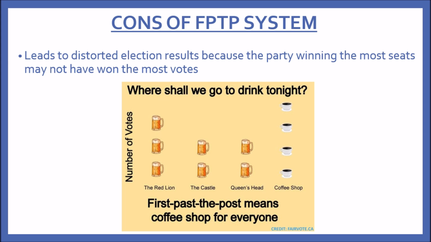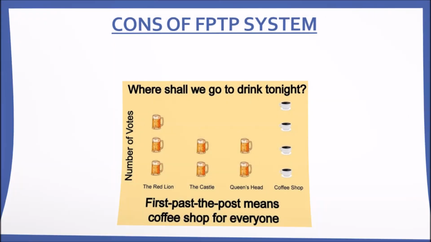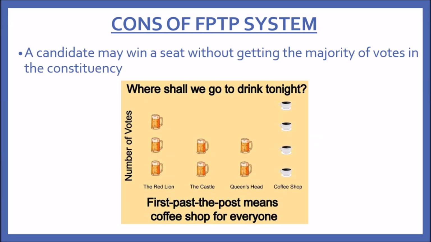Here we have four options: the Red Lion, the Castle, King's Head, and the Coffee Shop. Clearly the coffee shop is the winner because there were 4 votes, and so the coffee shop was first past the post. When you look at it holistically, there were 11 persons involved in voting here, and only 4 voted for the coffee shop. While the coffee shop won the seat, the coffee shop didn't win the most votes overall, nor did that person win the majority of the votes. When you look at the picture like this, it doesn't seem quite fair, does it?